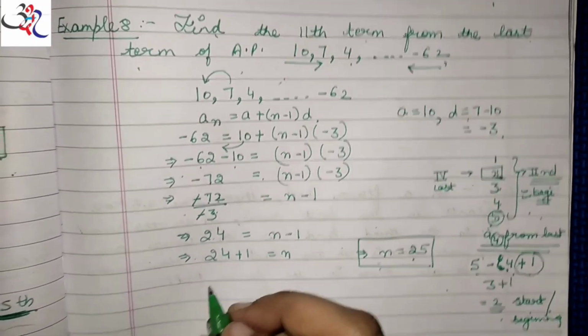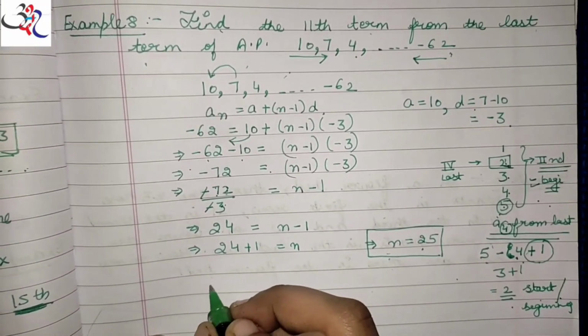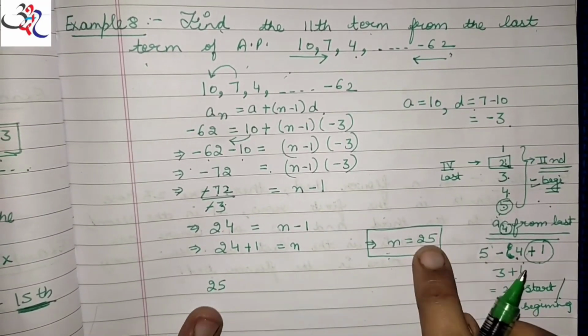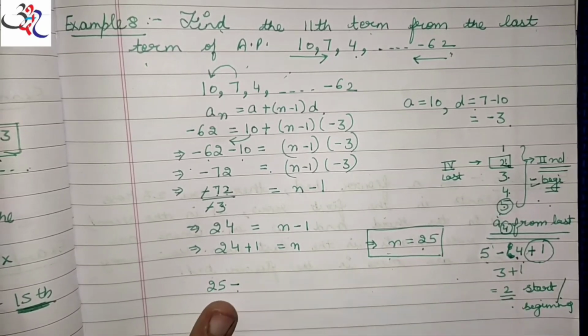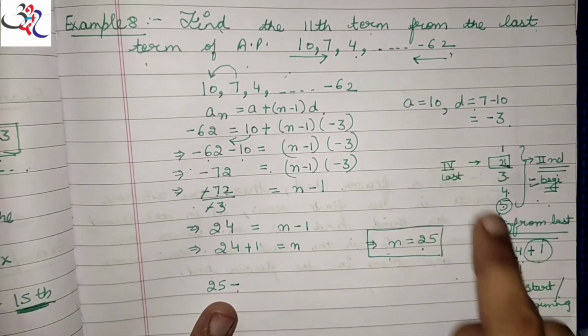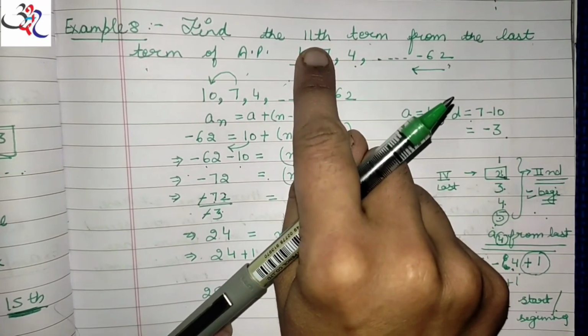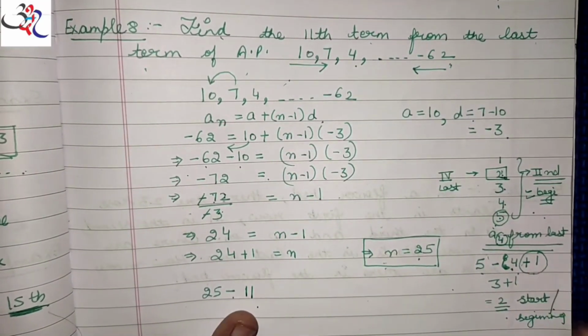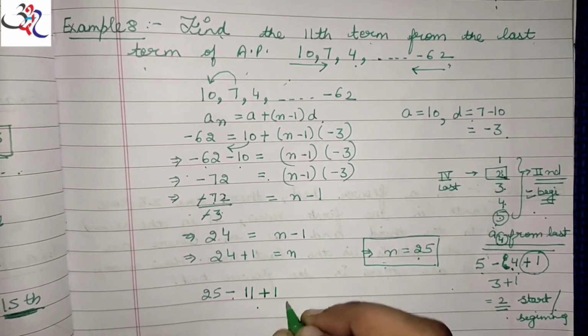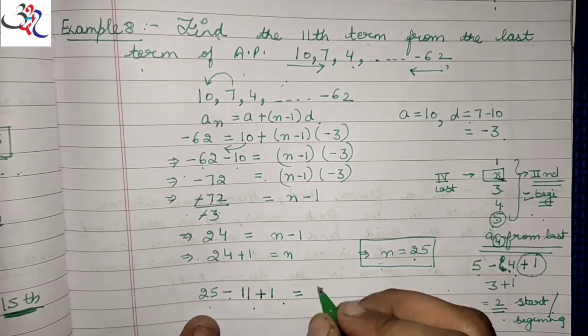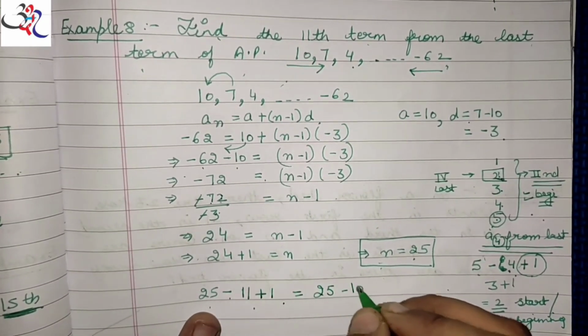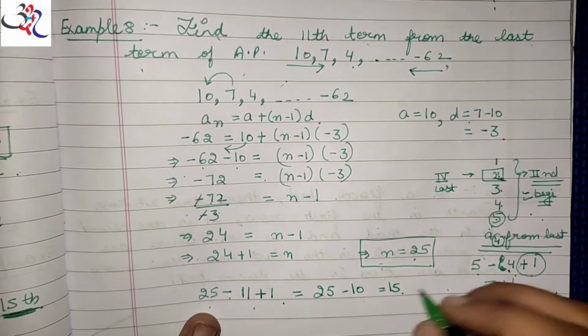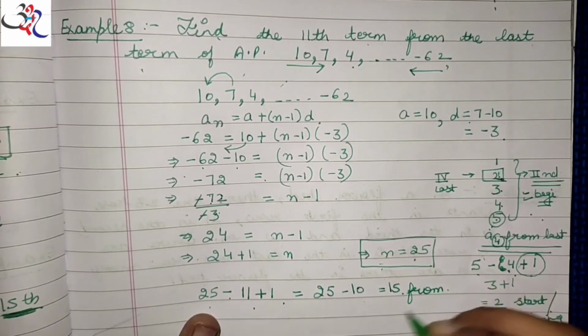What I have to do is 25, my total number of terms, minus this 4th, which was the 4th from the last. Similarly this time, the 11th term from the last, plus 1, I have to find. So this will be my 25 minus 10. This will be my 15th term from the beginning.